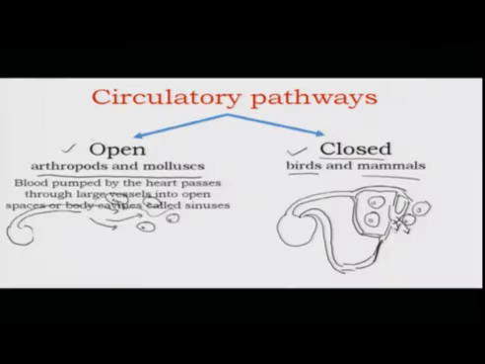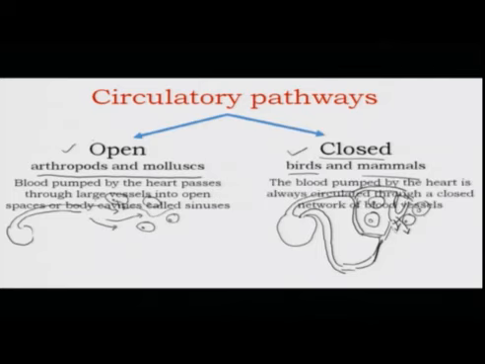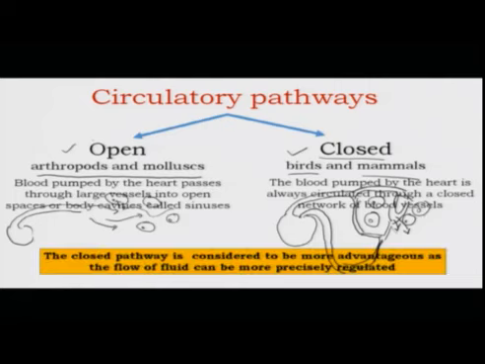So, this is the description of what I just told you: the blood pumped by the heart passes through large blood vessels into open spaces or sinuses, and in the case of birds and mammals, the blood pumped by the heart is always circulated through closed blood vessels. The advantage of the closed pathway is that it is easier to regulate the blood flow or the fluid flow more precisely through this mechanism.